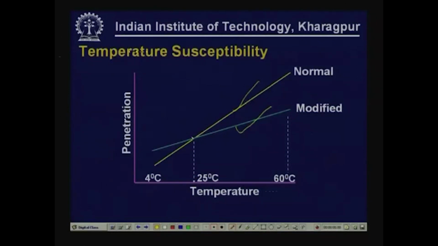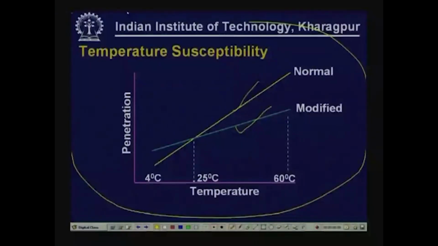Both binders, let us assume, have the same penetration. So, if we only consider the penetration value, we should assume that both binders are going to perform similarly, but consider the penetration values of both binders at a higher temperature, that is 60 degrees centigrade. Whereas the normal binder has got higher penetration, the modified binder has got lower penetration. That means, at higher temperature the modified binder is much harder than the normal binder.